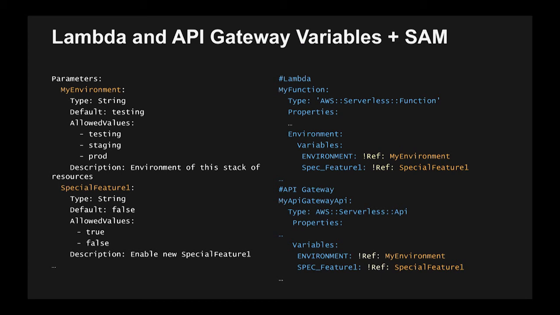So for example, thinking of special feature 1, this could be a feature flag that we toggle off or on depending on the environment that we're in, and for the term my environment, maybe we do some introspection in our application and we use that for some sort of A/B division inside of our application.